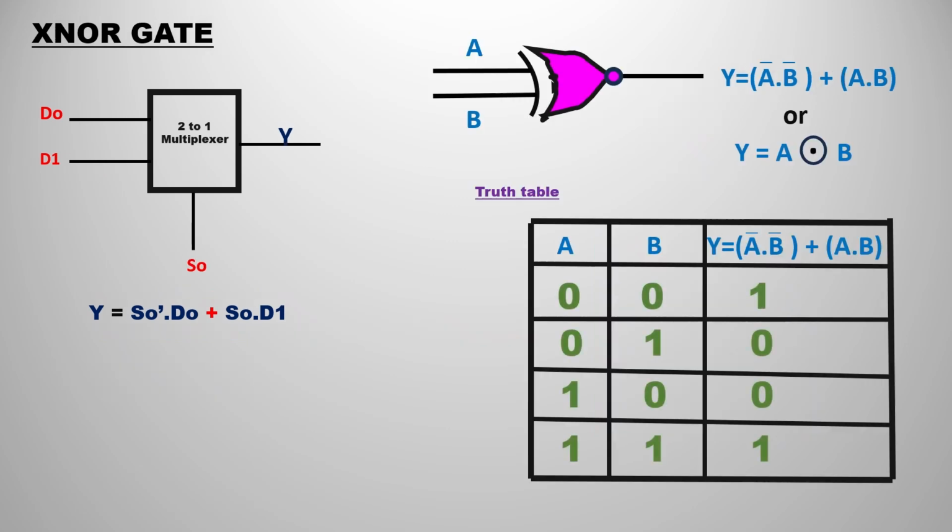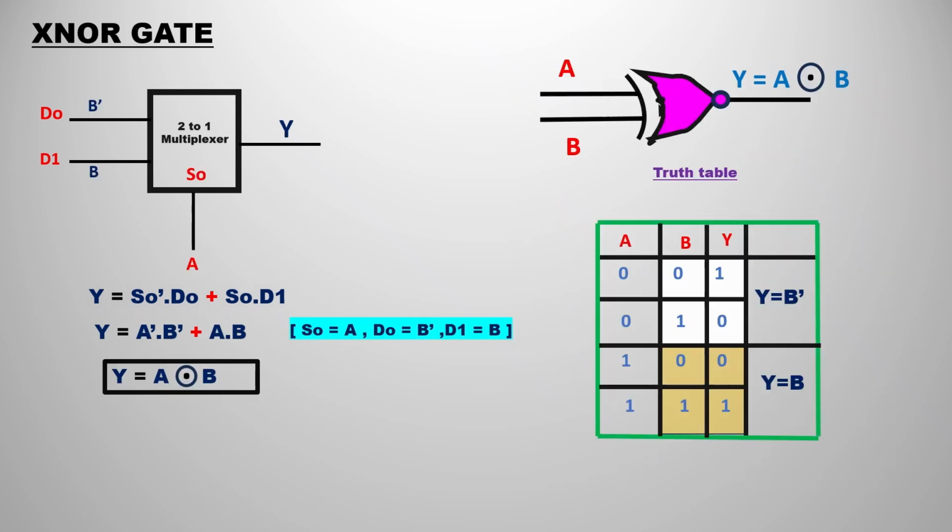The last and final gate of these 7 gates is the XNOR gate. This is exactly the opposite of the XOR gate. You can represent it as (A XOR B) whole bar, or as A bar B bar plus A B, or simply with a symbol, a dot inside a circle. I hope you know the truth table also, exactly the opposite of the truth table of the XOR gate, that is 1001.